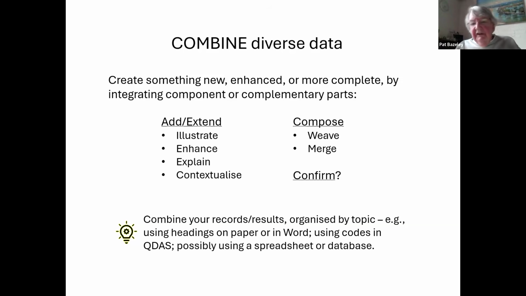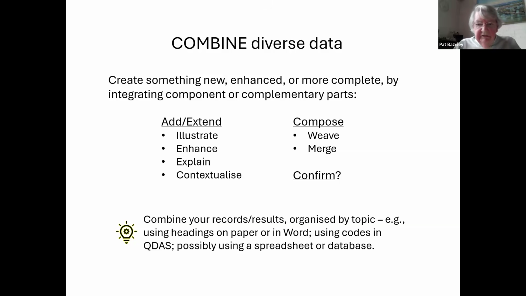You can weave those together in a narrative or description, or as you work with them more and perhaps develop models from them and things like that, you're starting to merge. And when you're weaving, you can still see the sources of the original bits of data. But once you start to merge them, the division between the sources becomes less clear. You might combine two different kinds of data in the hope of using one to confirm the other.